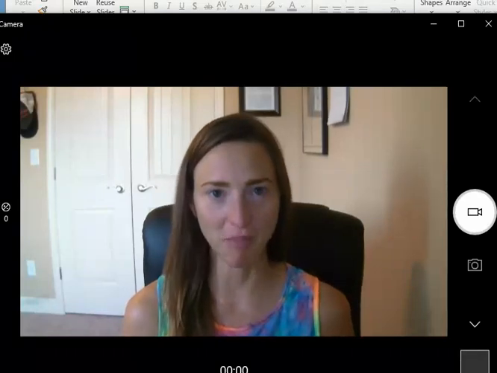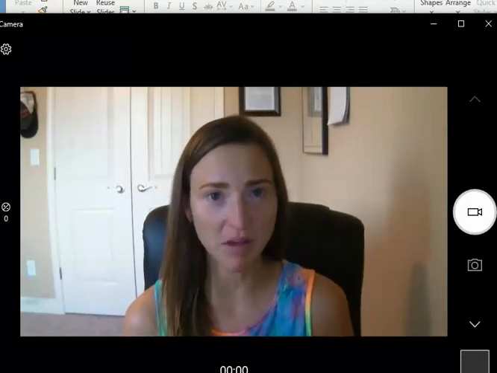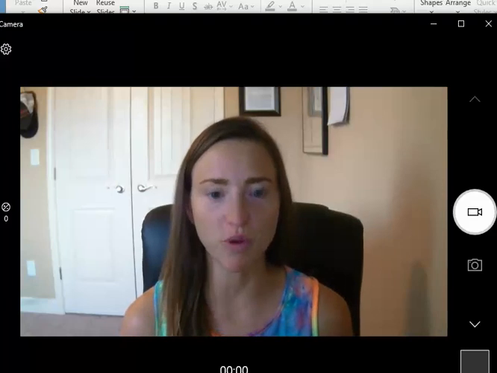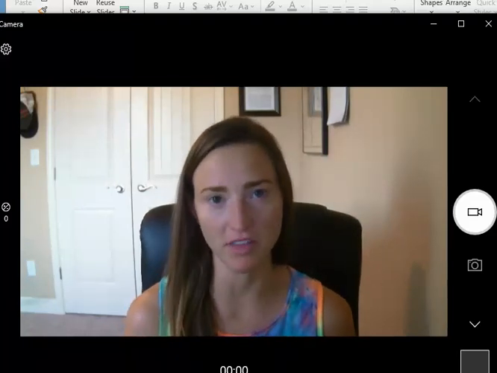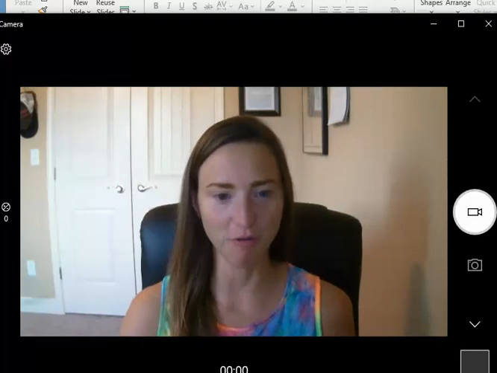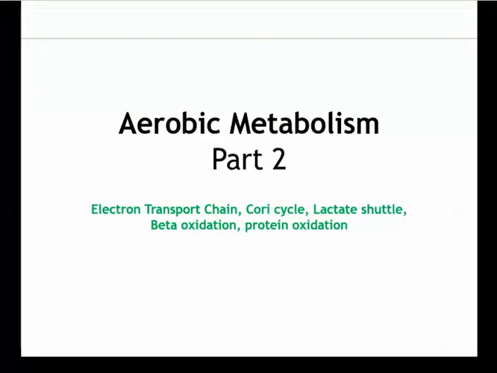Okay, we are now on part 2 of aerobic metabolism. This is going to continue with talking about ATP production, but now we're solely focused on the electron transport chain. So let's go ahead and get started. We're going to talk about the electron transport chain, and this is where oxidative phosphorylation comes in. And then we will continue with some other means of ATP production with beta oxidation and protein oxidation, and then the Cori cycle and lactate shuttle.